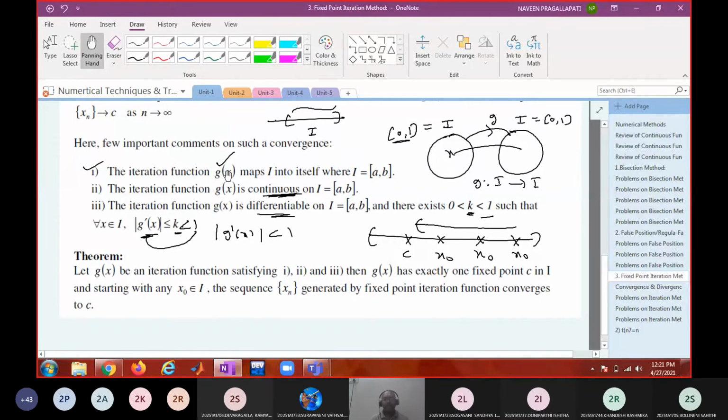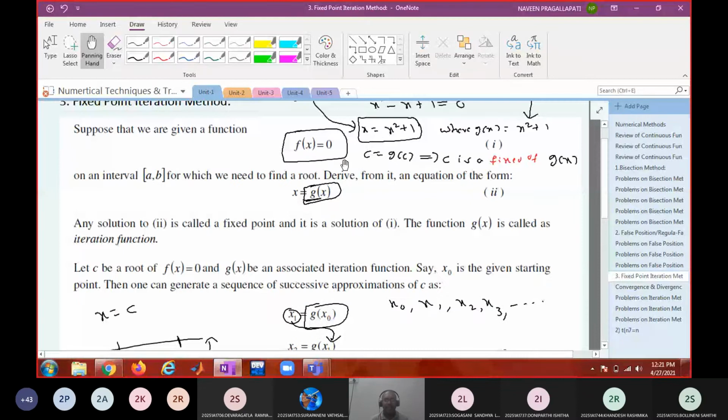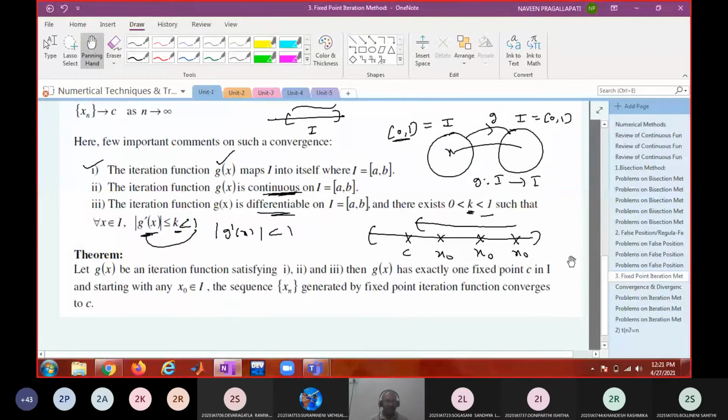So among several functions like this, you take a function which will satisfy these three conditions, and that function will give you a convergent sequence which will converge to the exact root. Is that okay? So that is what the theorem says.